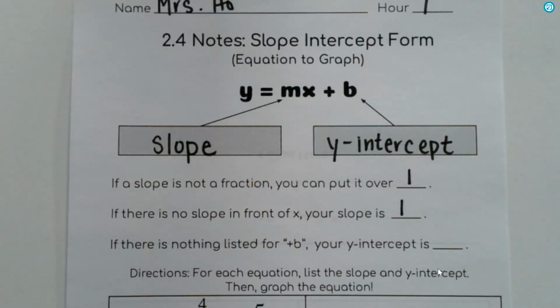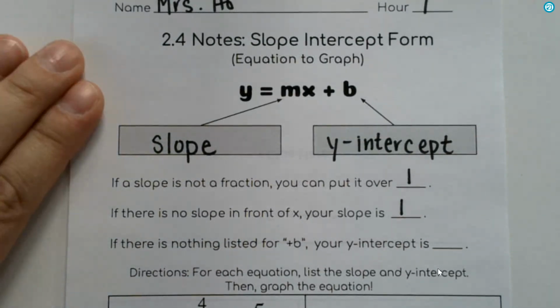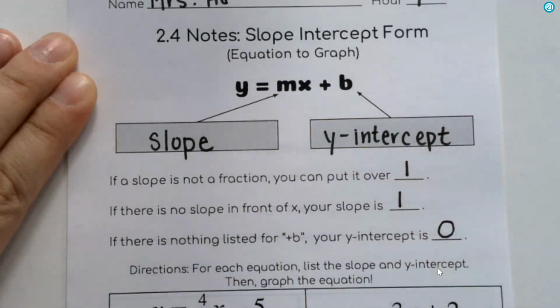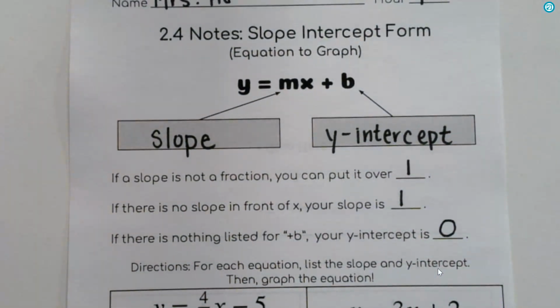And then if there is nothing listed where there's supposed to be a plus b, if there's nothing being added on the end there, that means there's nothing being added, and nothing is 0. So if there's nothing listed for plus b, your y-intercept is 0. So those are just the 3 things that you guys are going to need to know to fill in all of the missing pieces.